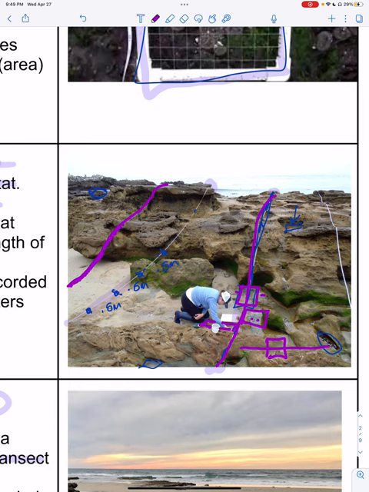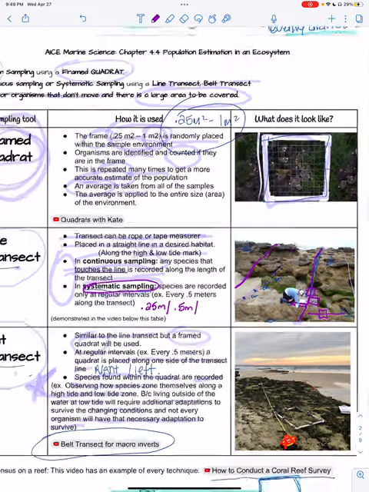And then a systematic survey here is you're looking every counting interval, and you decide what that interval is. It just needs to make sense. It needs to have some sense with it.